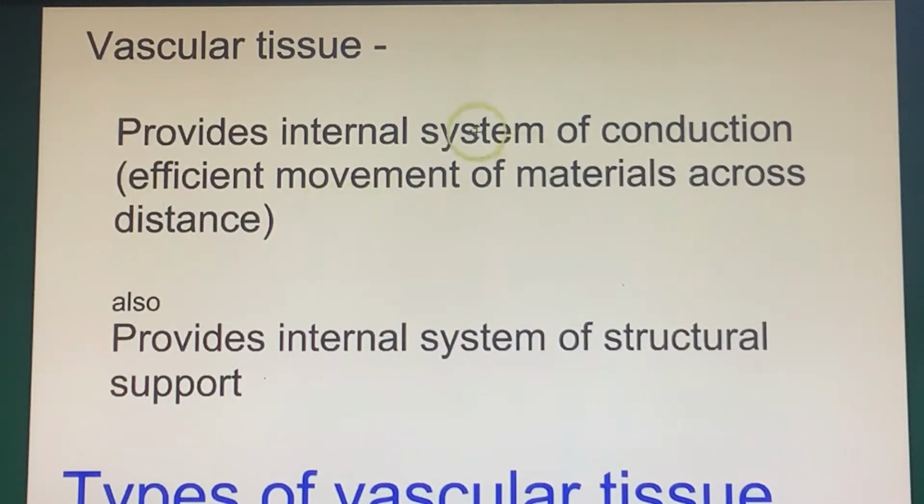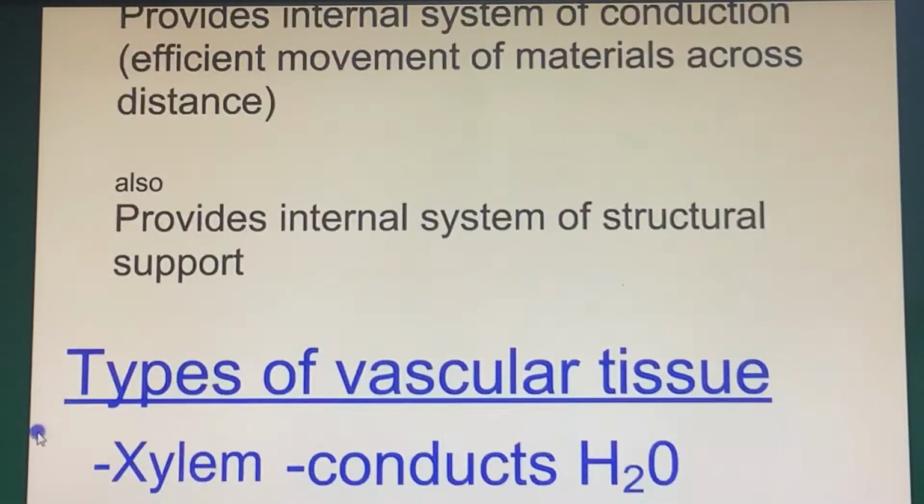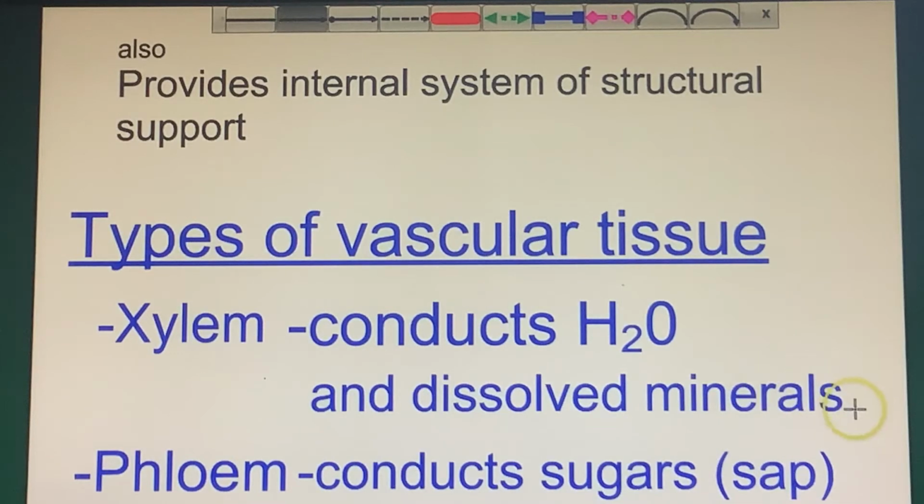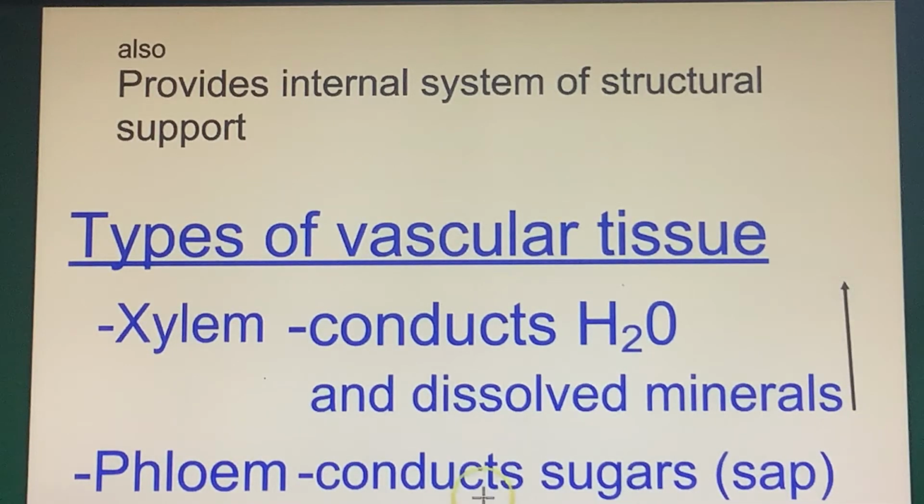And this vascular tissue not only provides that conduction, but also the structural support we were looking at. There are two types of vascular tissue we find in plants. Xylem, which is for the conduction of water and dissolved minerals, and phloem, which is for the conduction of sugars. Typically, the water is transported upwards from the roots to the upper parts of the plants, and the sugars are transported from the leaves down to other parts of the plant.